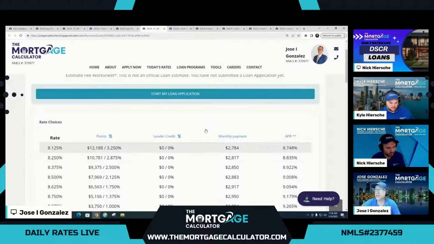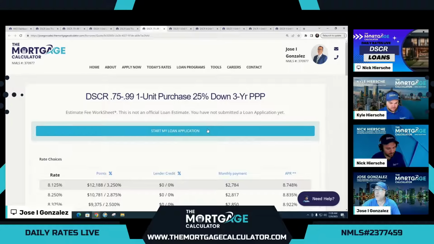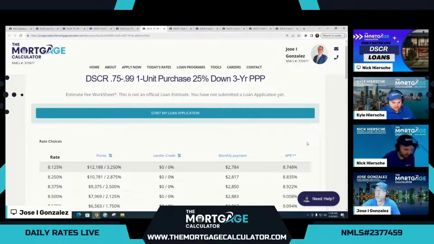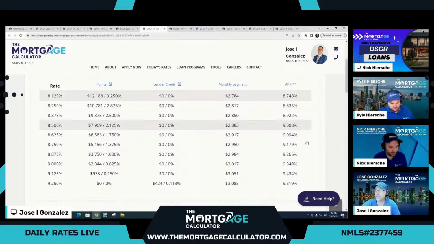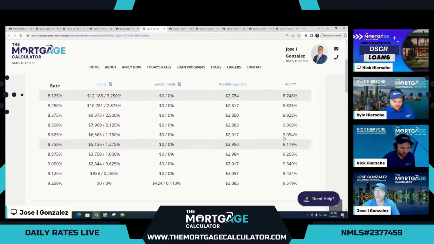So here, for our 0.75 to 0.99 1-unit purchase with 25% down and a 3-year prepay, remember, we're not cash flowing here. We can still do 9.25 with a lender credit, and you can buy that down to 8.125. So very good option.